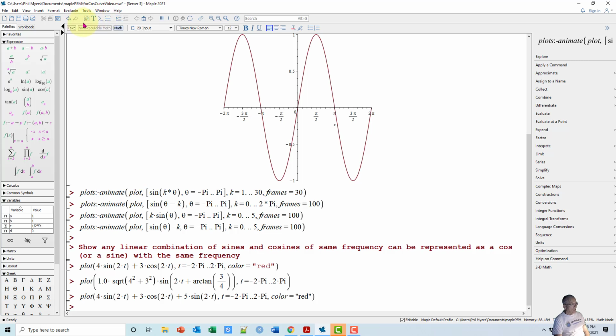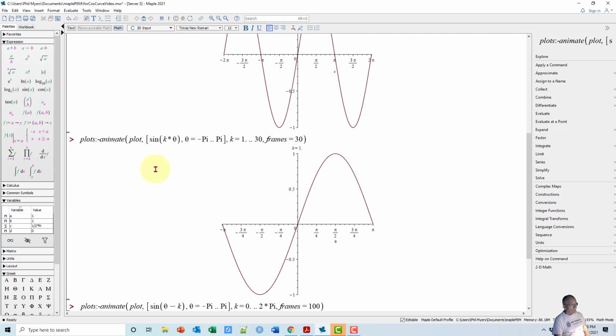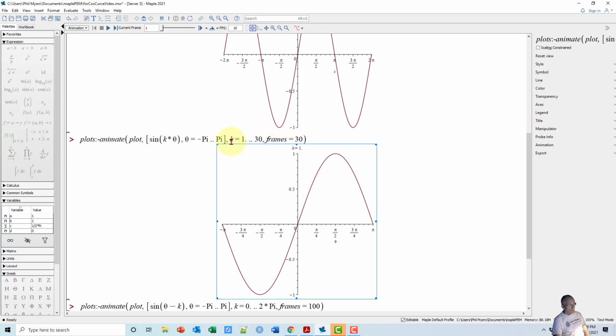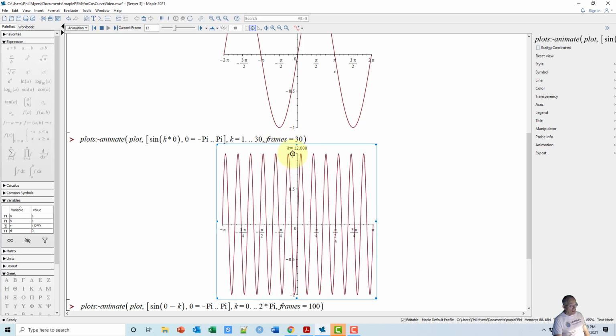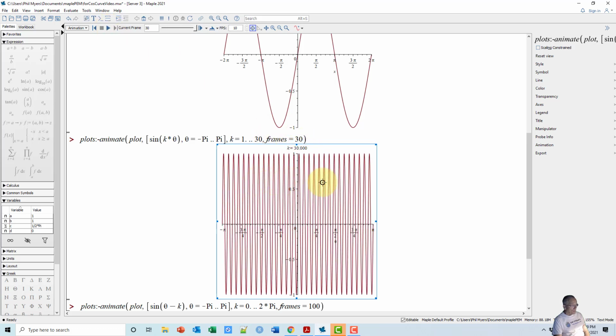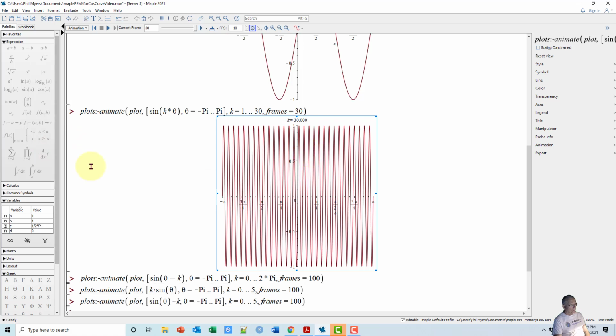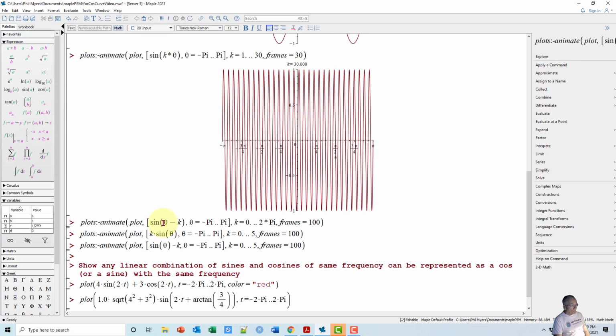Just to reinforce some of these ideas, let's show a few animations. So I'll run this one, and what we're doing here is multiplying this frequency factor k times theta. Here I called it theta instead of x, but it doesn't matter what the variable is. Let's look at what the effect is. I'm changing k from 1 to 30, so I'm going to end up having 30 sine waves as k changes. Here's the value of k listed, and you can see the frequency changes.